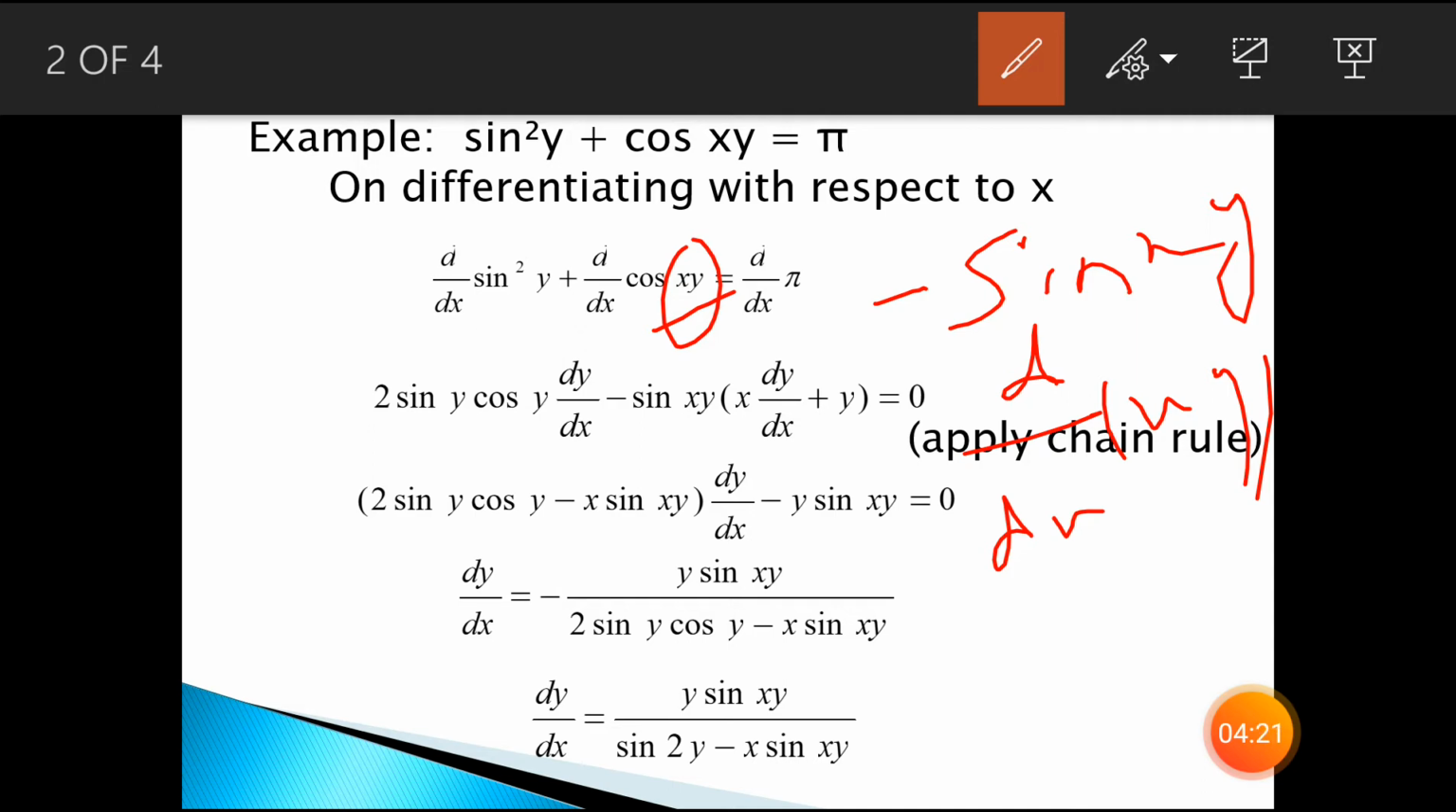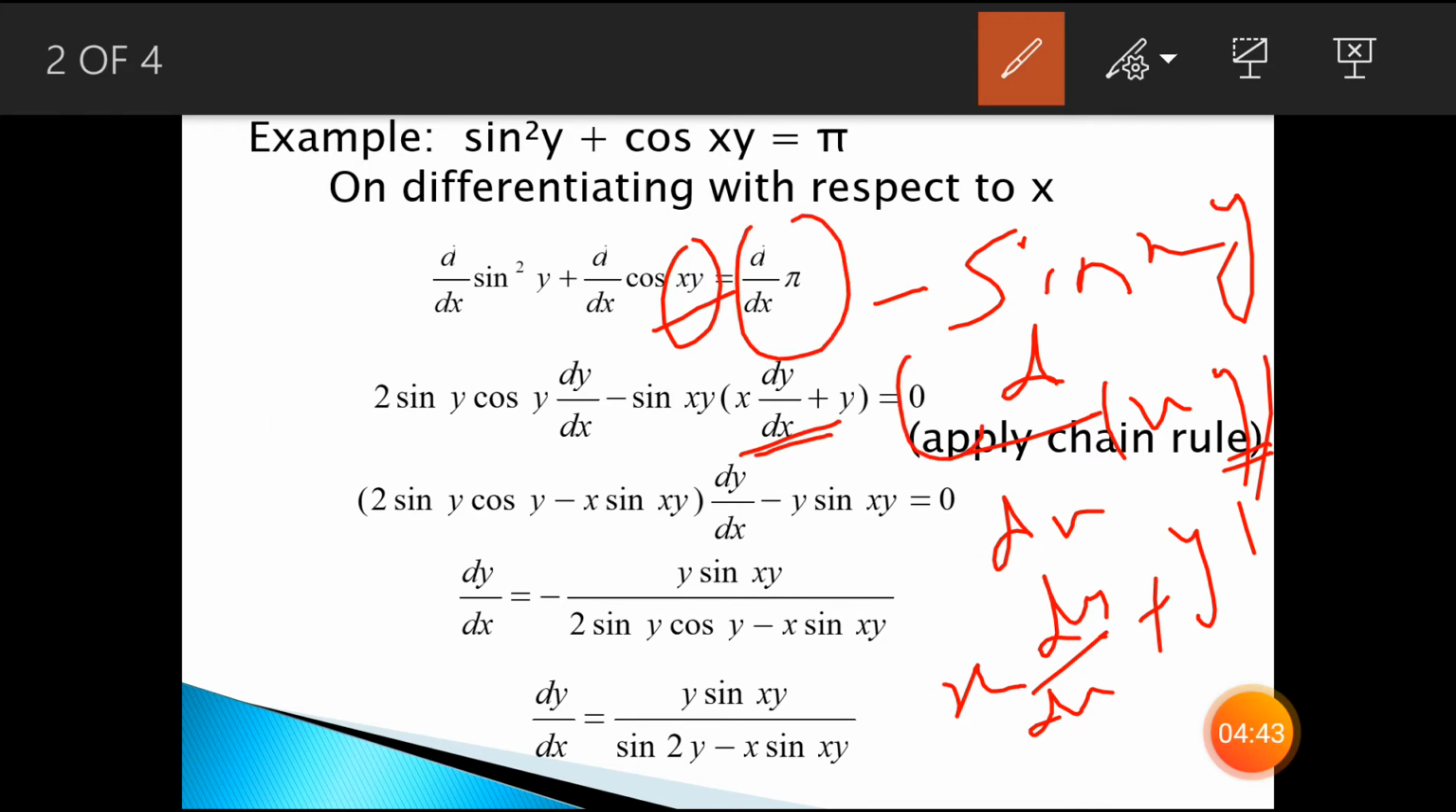Now in xy, there are 2 variables, so we have to use the product rule. So what is the product rule? First of all, x as it is, we will differentiate y, so this will become dy over dx, plus y as it is, d over dx of x, that is 1. Okay, so this is what we will get here, and d over dx of pi, that is a constant, so it is 0. Now take dy over dx common, you will get this expression.